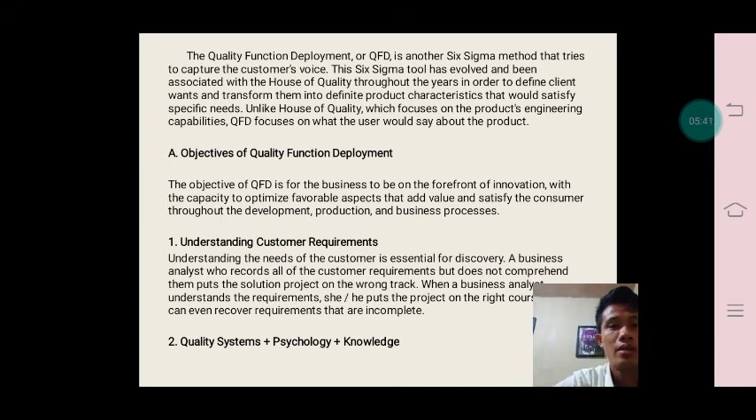Understanding the needs of the consumer is essential for discovery. A business analyst who records all the consumer requirements but does not comprehend them puts the solution project on the wrong track. When the business analyst understands the requirements, they put the project on the right course, and can even recover requirements that are incomplete. So in business you must know who your target consumers are.